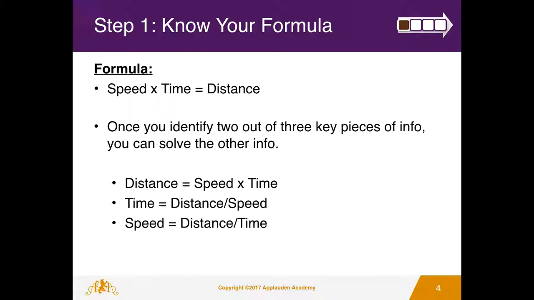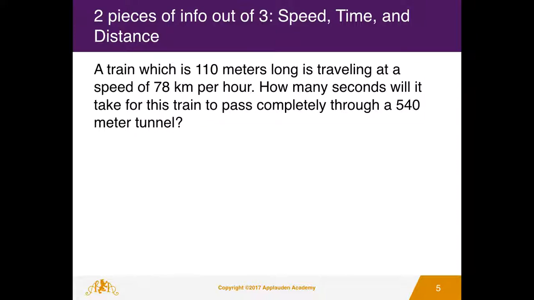Distance can be found by multiplying speed and time. We can find the time by dividing distance by speed. Lastly, we can find the speed by dividing distance by time. Looking back at our sample question, we need to identify which two key pieces of information we know and what we need to find out. Because the sample question is asking us to find the time, we need to know the speed and distance.